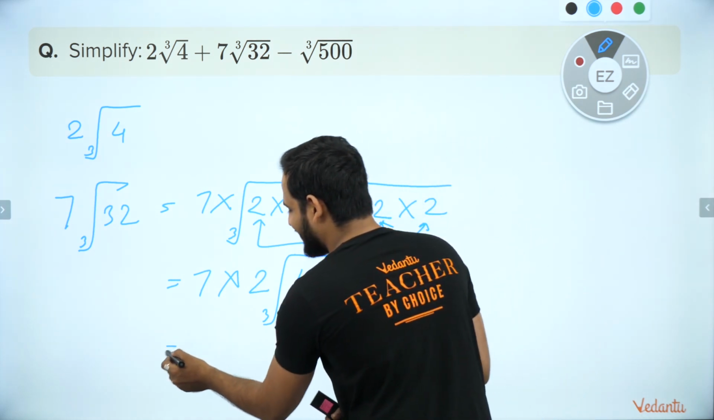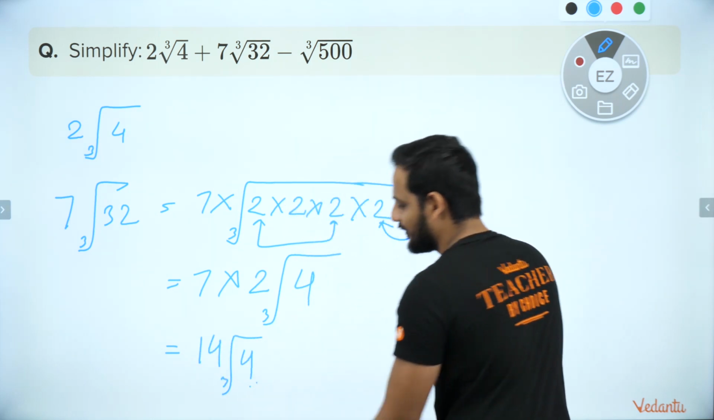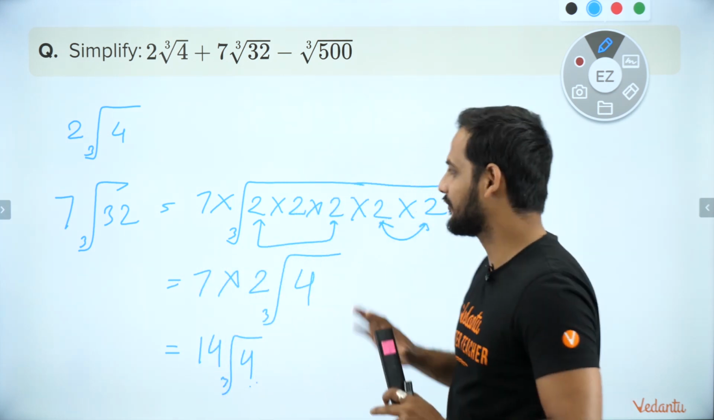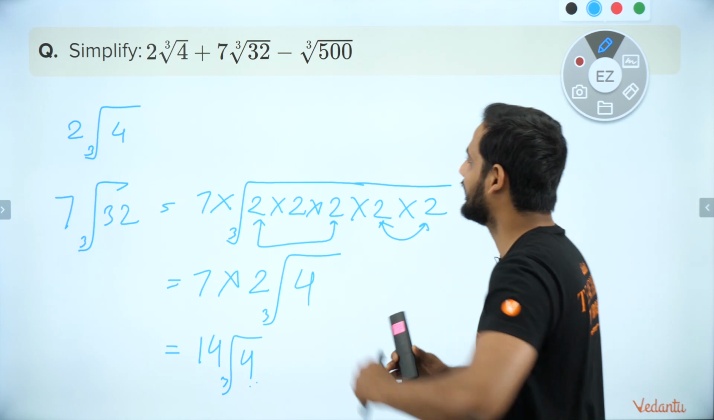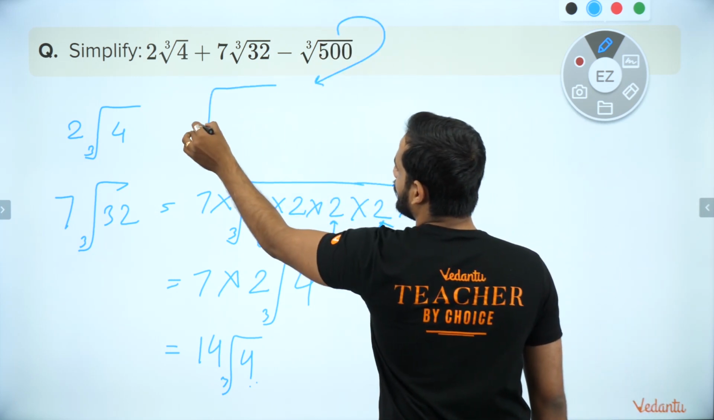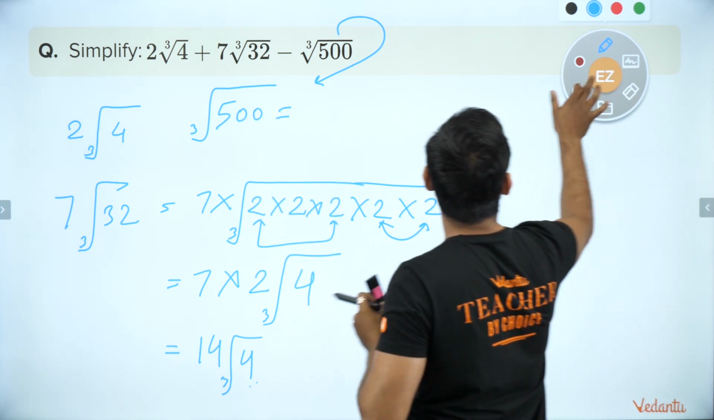So again see the magic. 14 cube root of 4. Do you see the magic? They are trying to create cube root of 4 so that we can add them at the end. Let us see this part. Cube root of 500. Okay, so cube root of 500 will be for us.